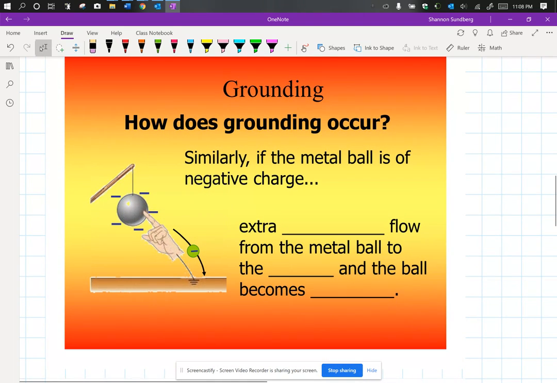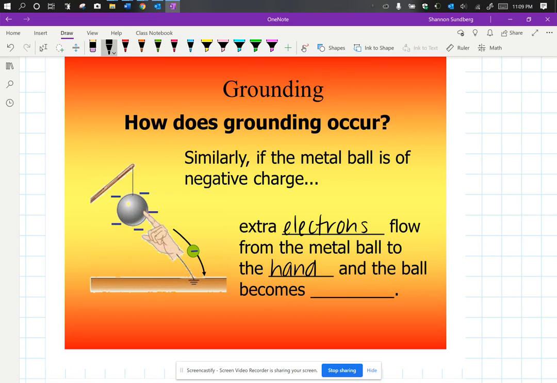Okay, well, what if that metal ball was negative? Negative things don't like negative things, right? But the electrons inside that metal ball are going to see your hand as a more positive place. So instead of electrons flowing from your hand to that ball, like in that first example, the electrons are going to flow from that metal ball into your hand. So extra electrons flow from the metal ball to the hand.